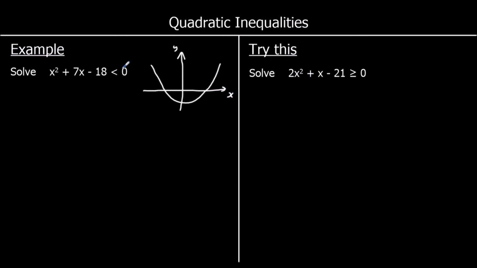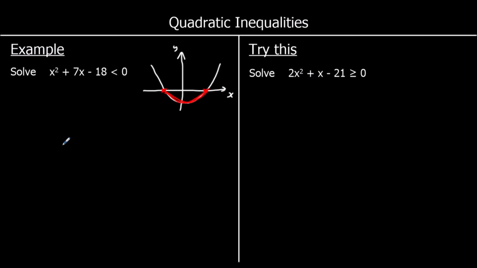we want to know where it's less than 0. It's equal to 0 where it crosses the x-axis, and it's less than 0 when it's underneath the x-axis. So we're going to find these two x points here. We'll find where it crosses the x-axis, and the answer will be the values in between them. So that'd be where it's less than 0.